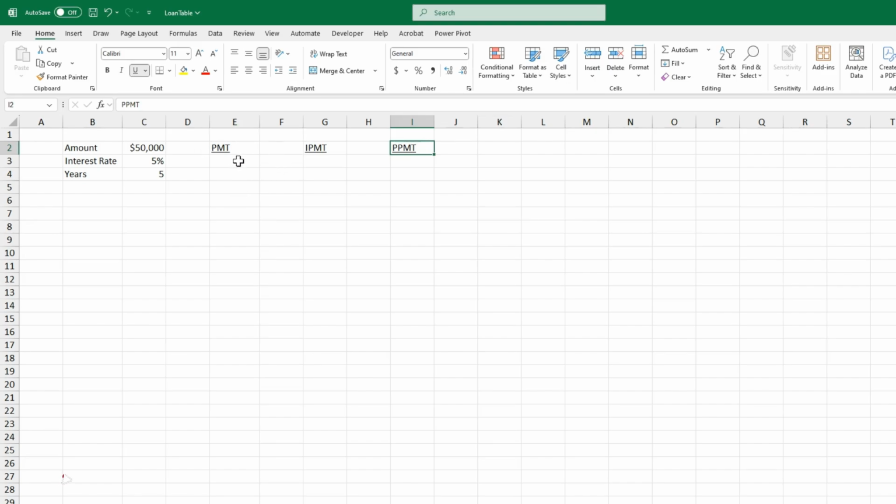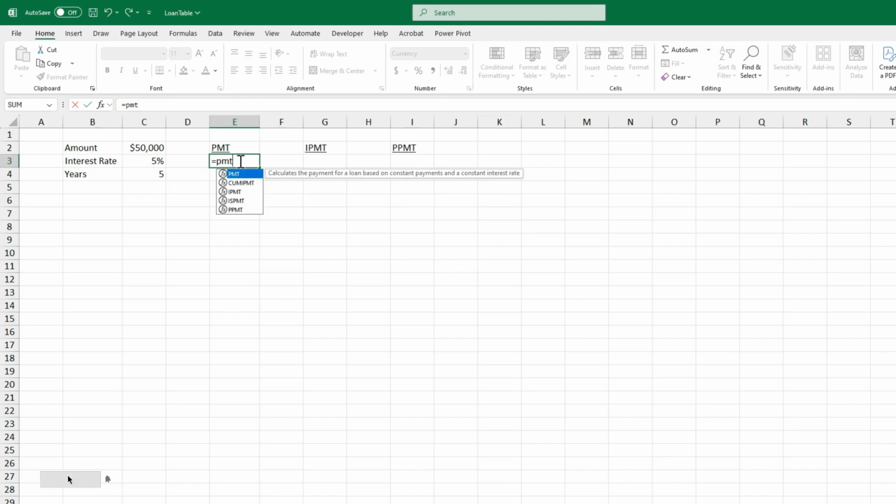So let's start off with PMT, which just calculates payments for, let's say, a loan. I'm going to type in equals PMT, open up my bracket, and my first prompt is my rate. What is my interest rate? It's going to be 5%. How often am I going to be paying back the bank? I'm going to be paying them back monthly, so I'm going to need to divide this by 12.